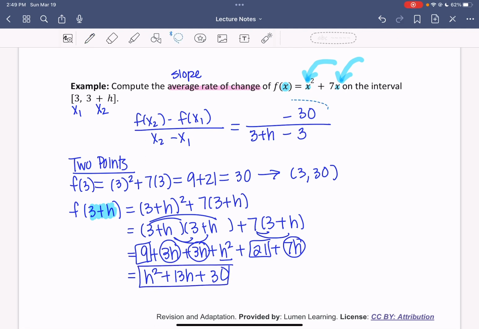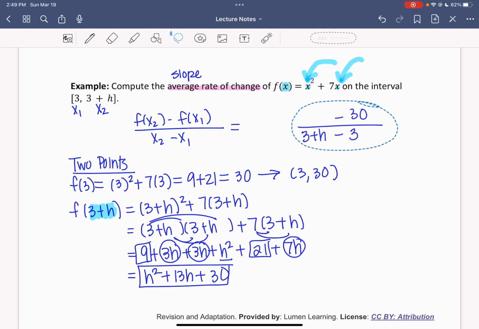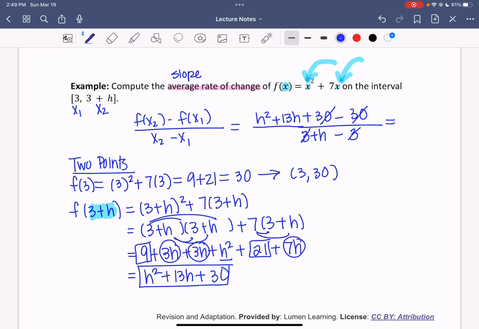So up here, let me just kind of move this over. That means I'm going to have h squared plus 13h plus 30 minus that 30. So cleaning this up, those 30s would cancel. This 3 would cancel, and I have h squared plus 13h all over h. And then I could factor an h on the top to give me h plus 13 all over h. Now, since I factored, those h's would cancel, and I get h plus 13.